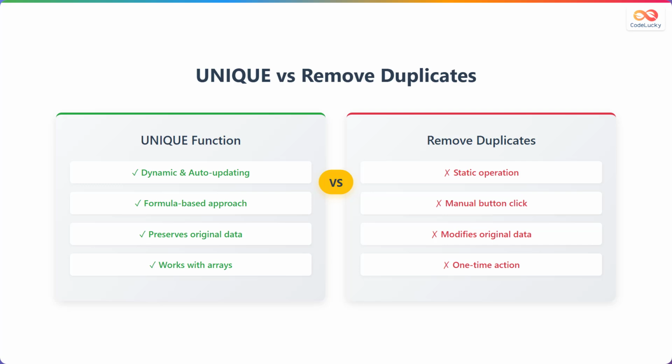Now we'll compare the UNIQUE function with the Remove Duplicates feature. The UNIQUE function is dynamic and auto-updating, formula-based, preserves original data, and works with arrays. On the other hand, the Remove Duplicates feature is a static operation, requires a manual button click, modifies the original data, and is a one-time action.